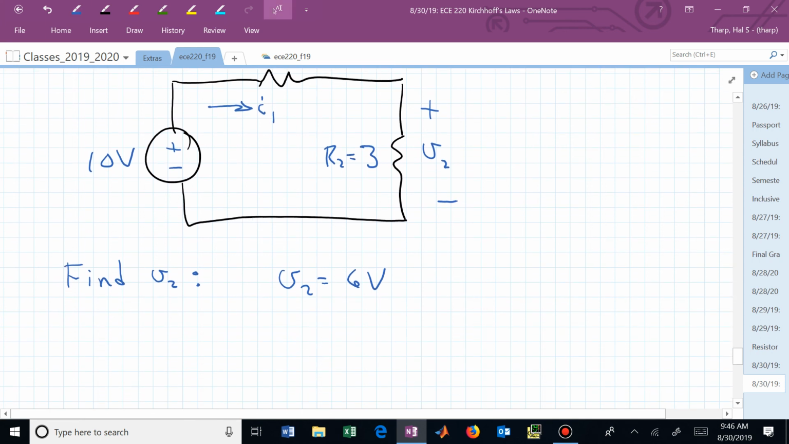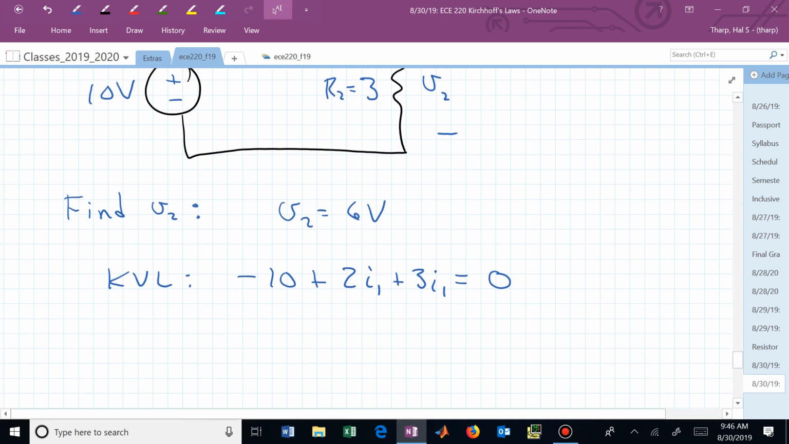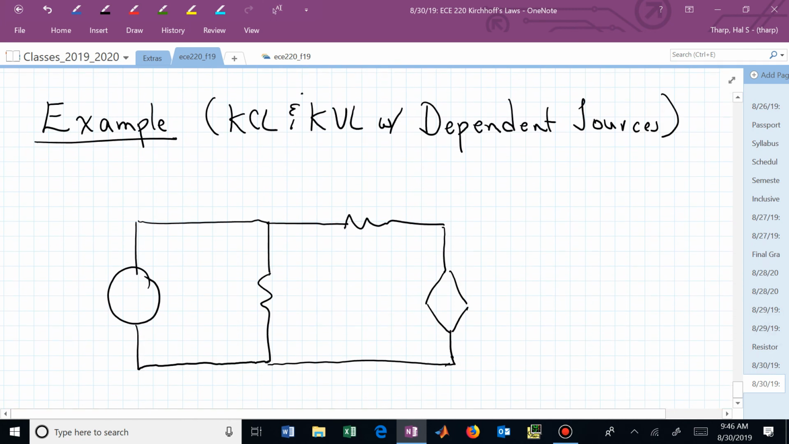Now a KVL equation around that path is minus 10 plus 2I1 plus 3I1 is equal to 0. That will give you I1, and you can now solve for V2 from that. I'll let you do that, or I might fill this in. Whoa, there was quite a bit of space, so maybe I can fill that in after class. But let's move on to another circuit that's a little bit more challenging.